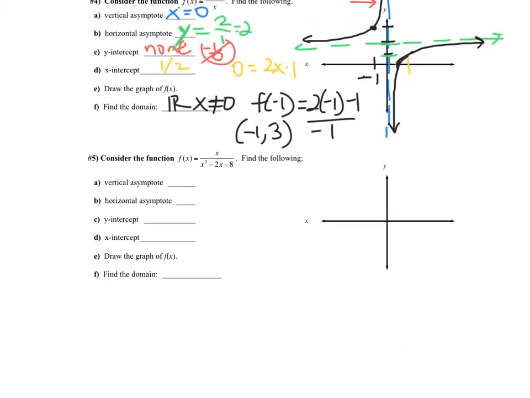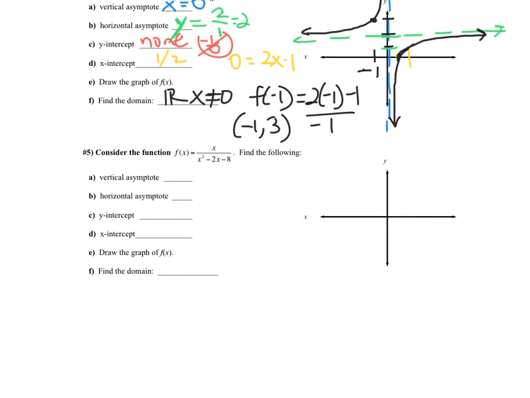All right, number 5. Now you're thinking, how many more are there? And we have a few more. 5. Yeah. Okay, don't complain. All right, here we go. So consider the function, find the following.